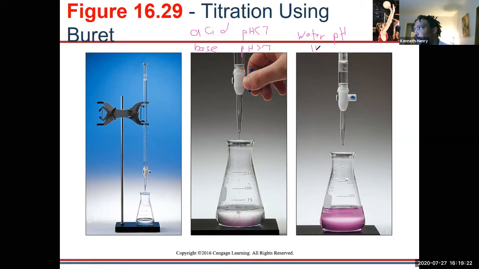We know that the chemical equation for that is going to be a 1-to-1 ratio, right? Molar concentration. And that's going to just yield H2O plus NaCl. Okay?